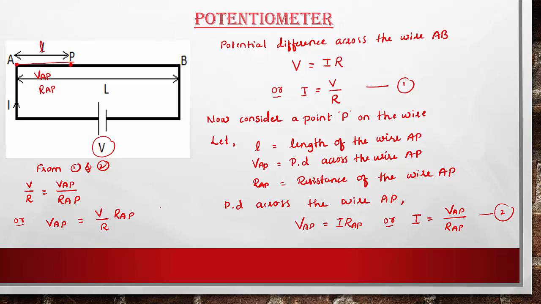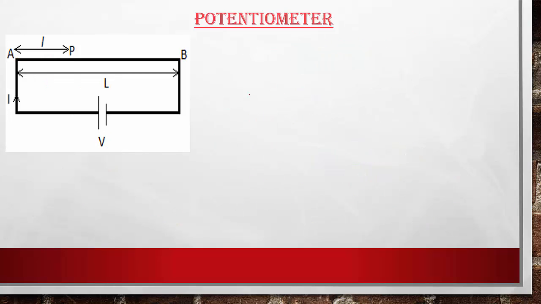Let us take it as equation number 3. Right? Now we know that resistance R is given by the equation R equal to rho into L divided by A. We already studied this equation. Right? R equal to rho into L divided by A. Or for RAP, we can write rho into small l divided by A, because this is only for the part of wire.